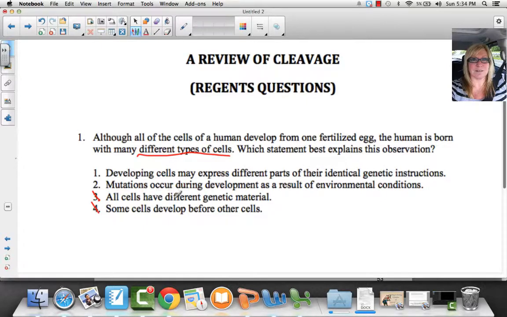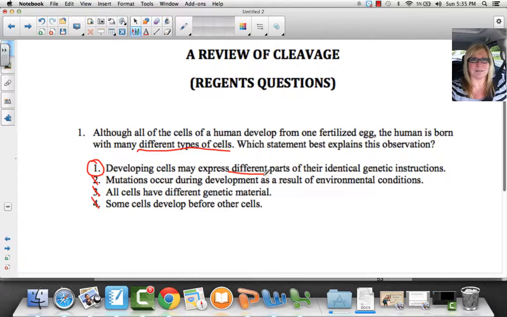Mutations occur during the development as a result of environmental conditions, but that doesn't relate to this question. So the answer is 1. Developing cells may express different parts. Okay, that's the cells taking what they need of their identical genetic instructions. So remember we said all 46 chromosomes are the same.